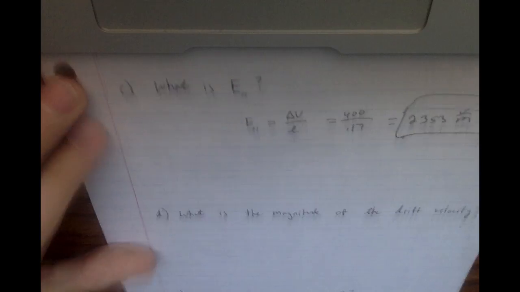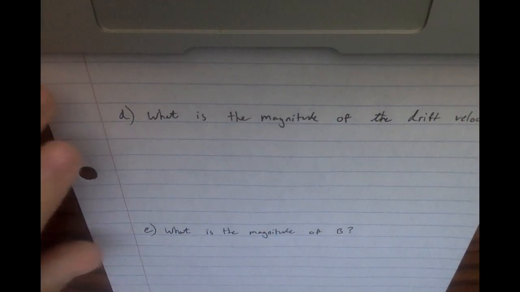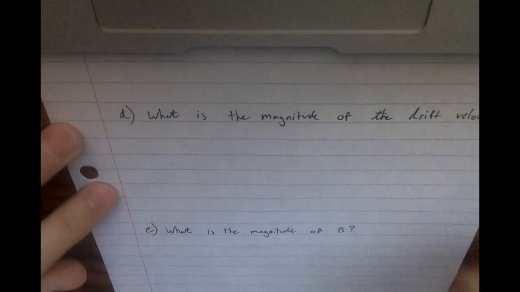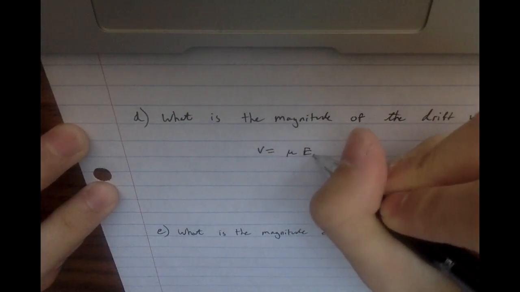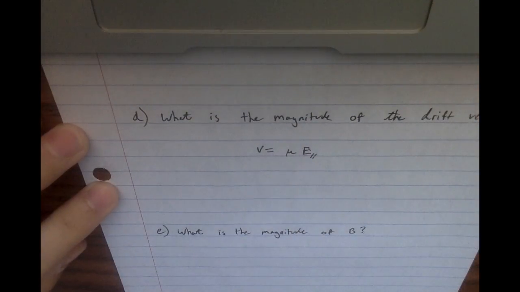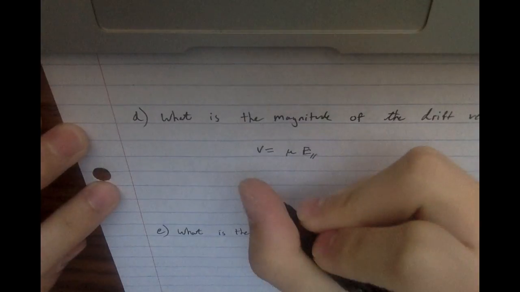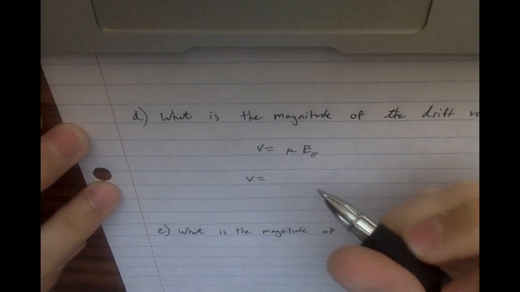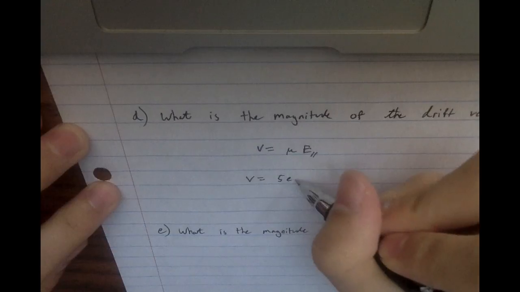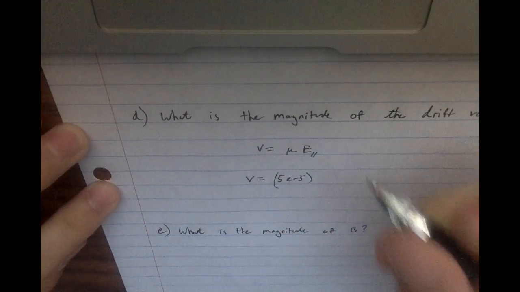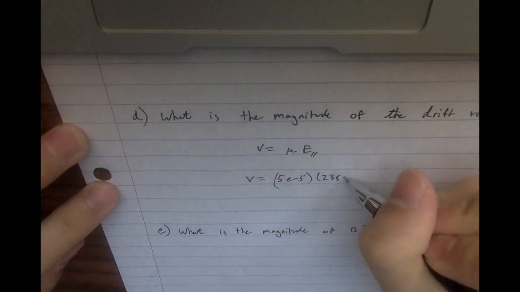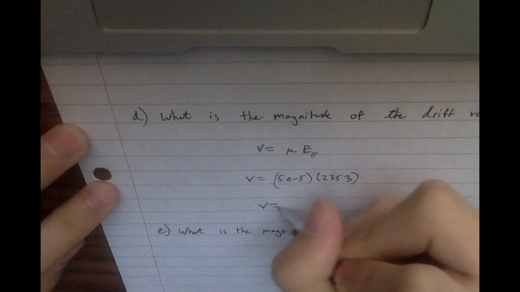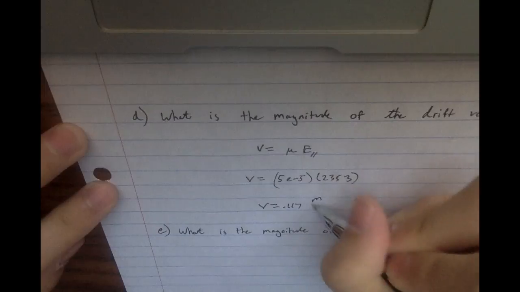Then part D asks what the magnitude of the drift velocity is. We have the formula that velocity equals mu times E parallel. Mu was given in the problem as 5E negative 5, and we just solved for E parallel, which was 2353. So that means V equals 0.117 meters per second.